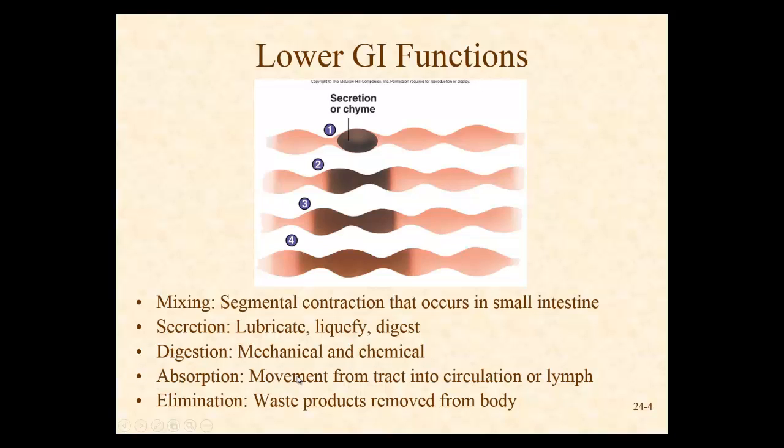Absorption is when we take those molecules that have been digested and we absorb them into the cells that line the wall of the digestive tract and then into the blood or lymph. So we're taking those important molecules out of the digestive tract and sending them into the blood to be circulated throughout the body and be used by the different cells of the tissues. Elimination is whatever's left in the digestive tract that is not needed for metabolism and survival; it remains in the digestive tract and leaves through the anal canal.